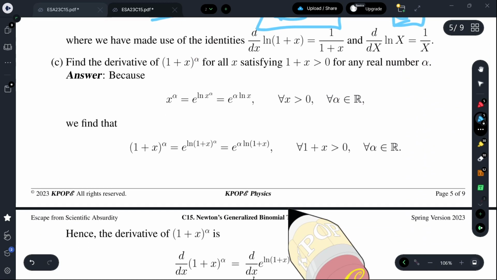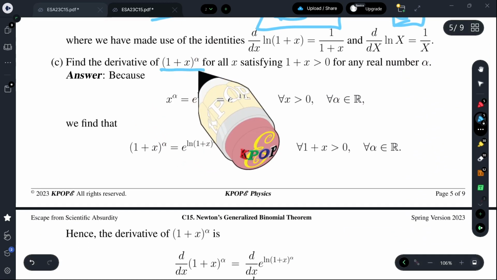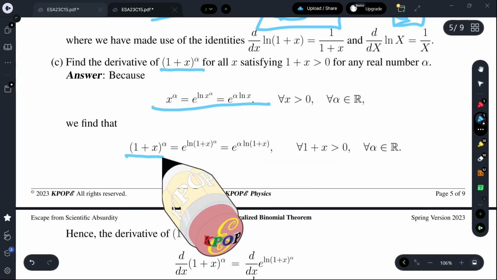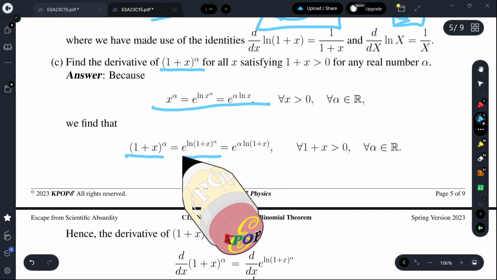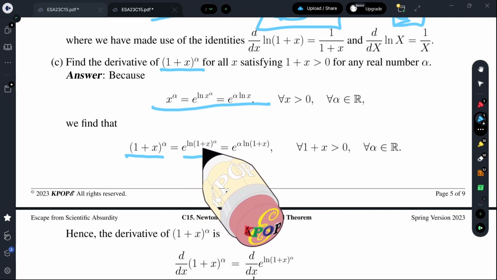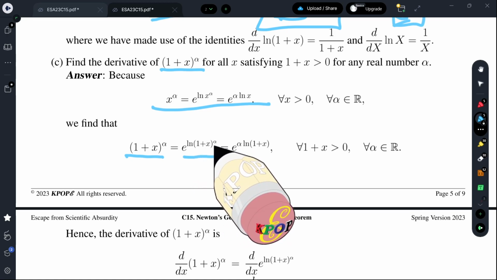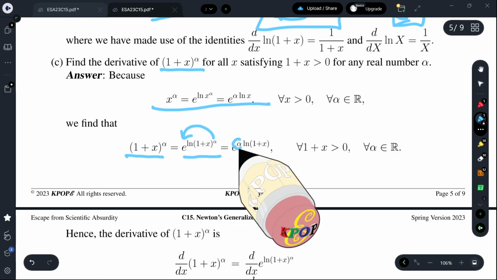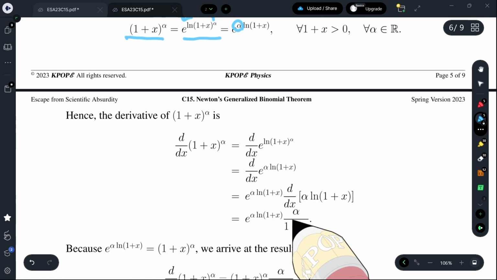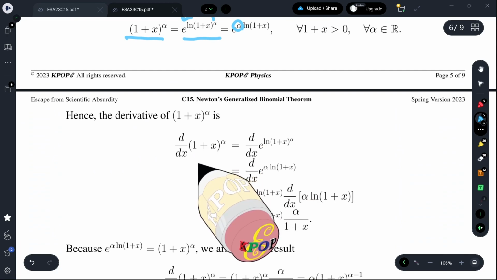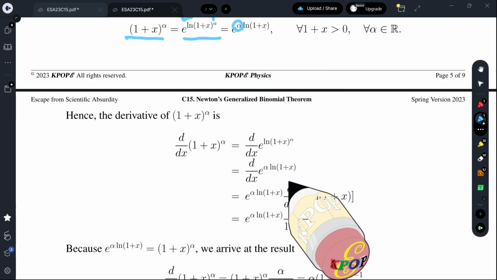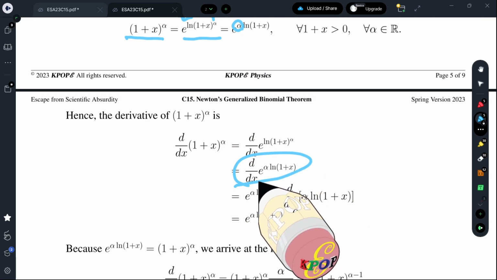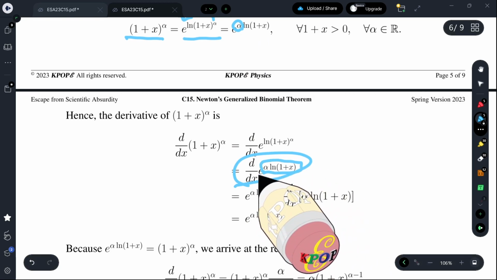Next, we consider the derivative of 1 plus x to the alpha. We recall this, so we can rewrite this one as an exponential of a log. And for the log of something to the alpha power, I can pull this power out. All right. And then we take the derivative after converting into this form. And why don't we take the derivative with respect to the whole thing?